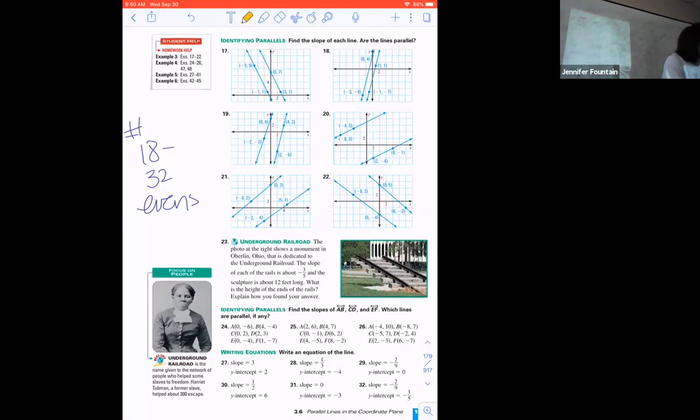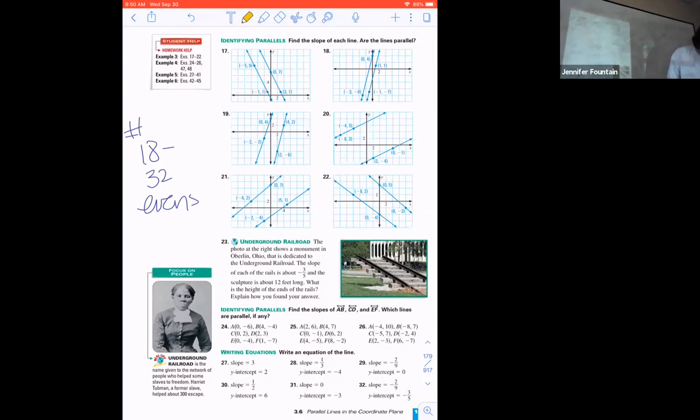So if you're missing these, circle them, make yourself a note. Use slope formula. On these, like 24 and 26, you're having to use your slope formula 3 times. You would have to do 3 calculations here to calculate the slope, then compare which ones are the same, therefore they're parallel.